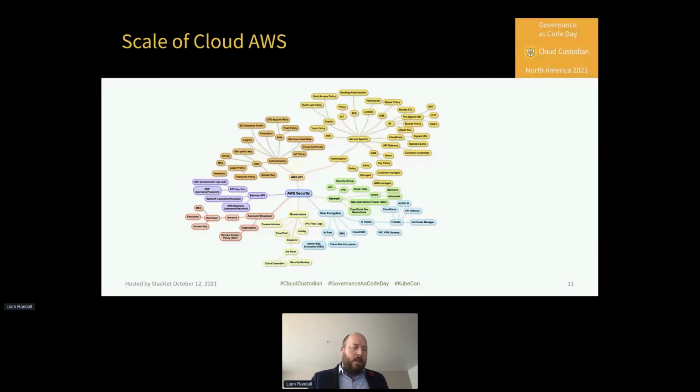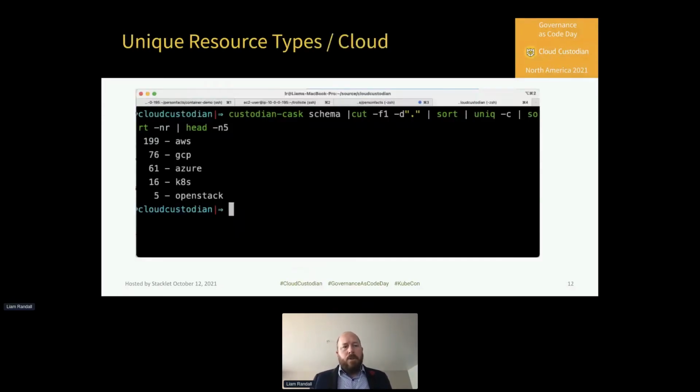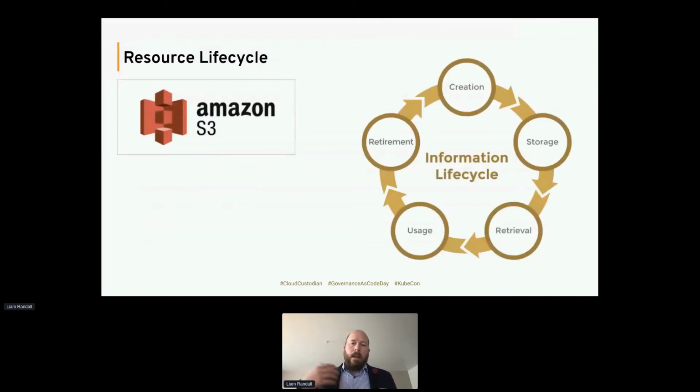If you've been listening today, you understand, and if you're using the cloud, you know how quickly and frequently the cloud providers are updating their APIs. But just to talk about what's supported in Cloud Custodian itself, there are over 199 unique resources supported today on AWS. That's resources like S3, RDS, and so forth. There are 76 unique resources on GCP, 61 unique resources on Azure, 16 draft early for Kubernetes, and 5 for OpenStack. So there are a tremendous amount of things that you can instrument.